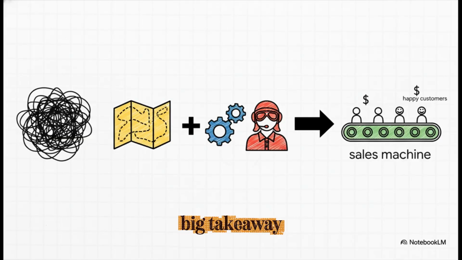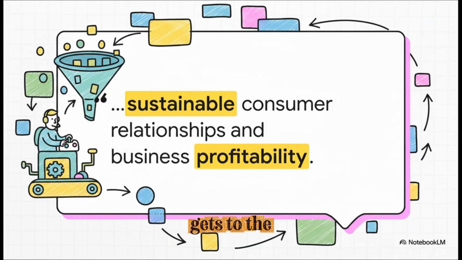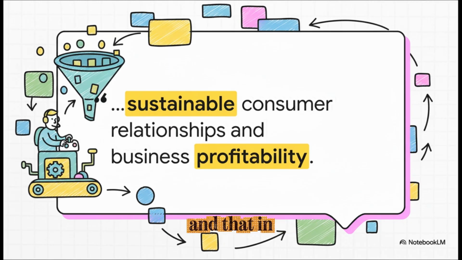So here's the big takeaway. When you combine that clear map of a sales funnel, the powerful automation engine, and the skilled human pilot of an SDR, you transform what was a leaky, chaotic process into a predictable, efficient, and profitable machine. And this really gets to the heart of why this all matters. This isn't just about cool technology for its own sake. At the end of the day, the whole point of building this complex machine is to create something deeply human, sustainable relationships with your customers. And that, in turn, is what drives long-term profitability.